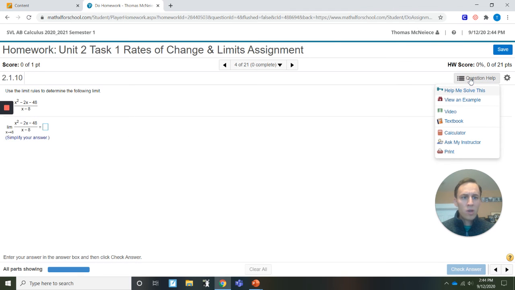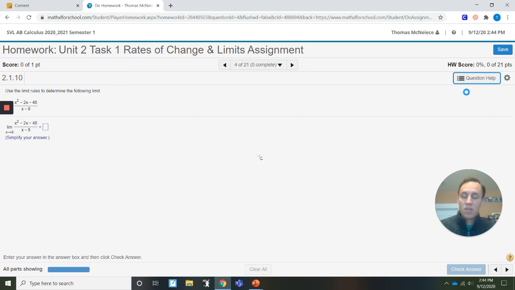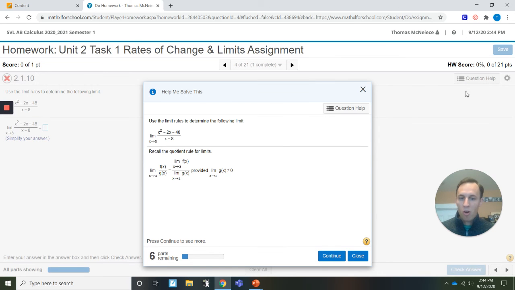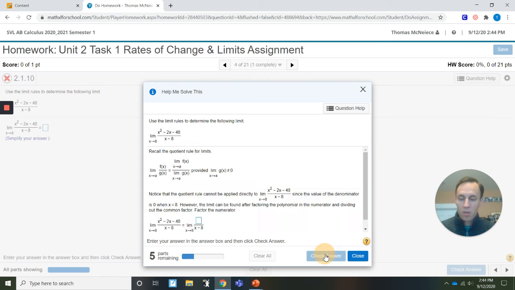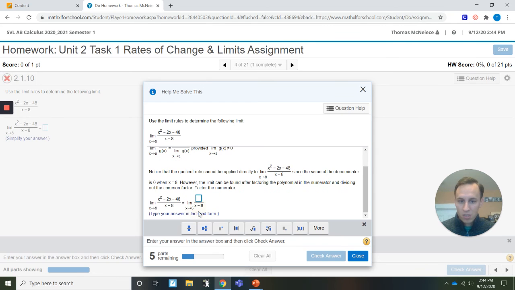If you still need a different way to do this, instead of view an example, you could say, help me solve this. If you say, help me solve this, it's going to break the whole problem down into parts instead. So it's going to start out very similar, but notice that there's a little text box here. It's going to make you put in an answer. So what's it going to do? It's going to force you to go through this process. Notice that this can't be done. However, the limit can be found after factoring the polynomial in the numerator and dividing out the common factor. Notice right here it says factor the numerator. And there's a box here. It says type your answer in factored form, so we're going to have to factor that thing. You can type in your answer.